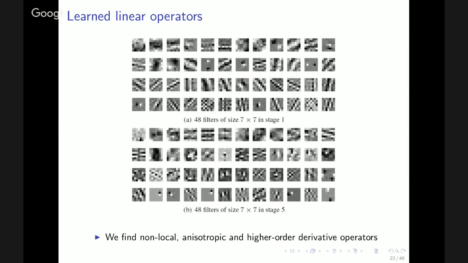So here are some learned linear operators. You again see finite differences, sometimes also non-local. You see elongated anisotropic filters as before. So it's hard to say which filter is necessary, which not. I think the combination of all the filters is important.